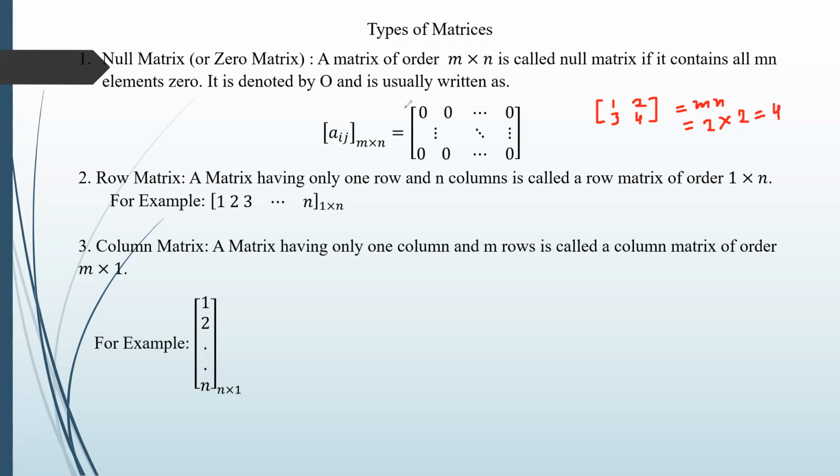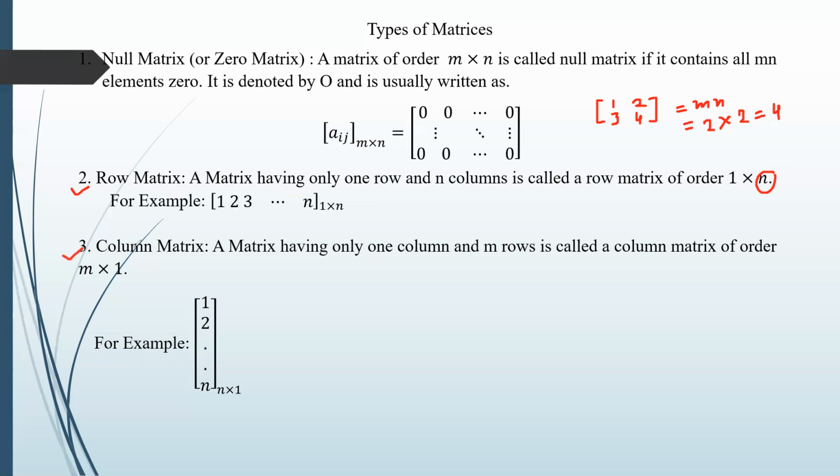Okay, so if we have a matrix in which all elements are 0, then we call that matrix a null matrix. Okay, so now we go for the row matrix. If a matrix has only one row and n columns, then it is called a row matrix of order 1 by n. Here n is the number of columns. It may be 2, 3 and so on. Is that clear what is a row matrix?